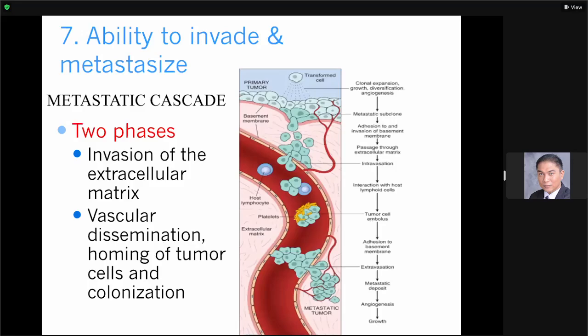The seventh hallmark is the ability to invade and metastasize. So paano sila nag-invade and metastasize? Two phases. The first is invasion of the extracellular matrix. Ito yung original na tumor. They will invade the extracellular matrix. And the second is vascular dissemination. Papasok sila sa loob. And homing of the tumor cells. Mag-home, pupunta siya sa ibang area, lalabas siya. Mag-home siya dito, and colonization. So yan ang two phases.